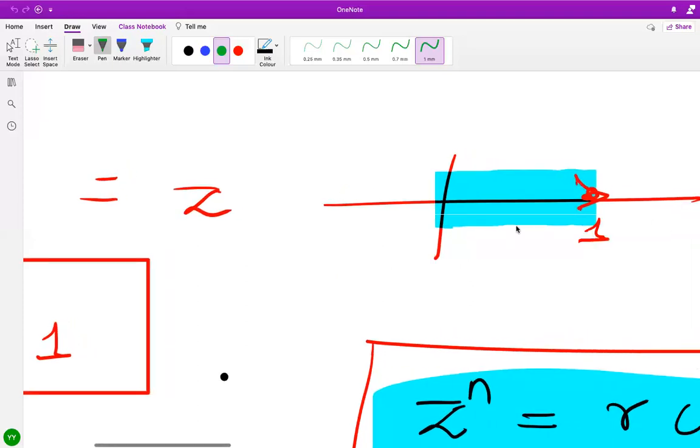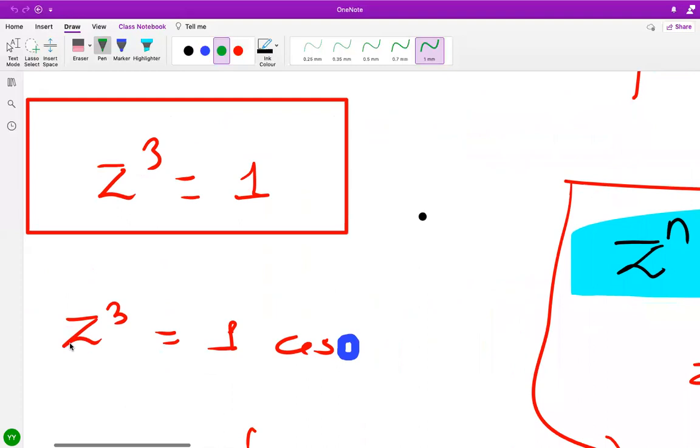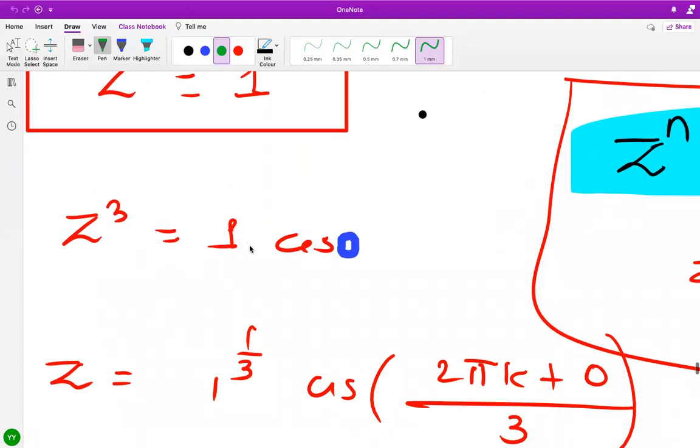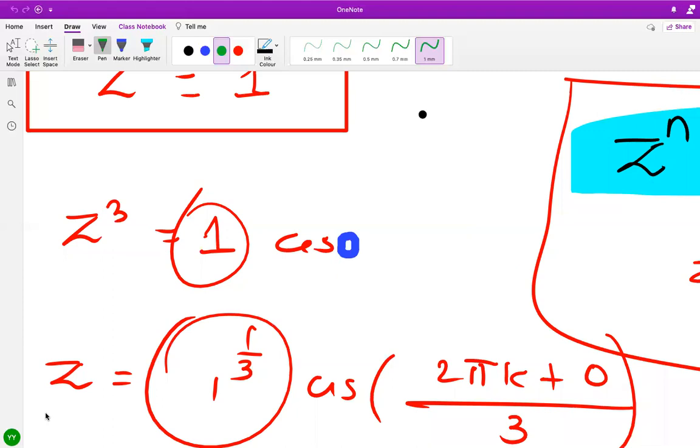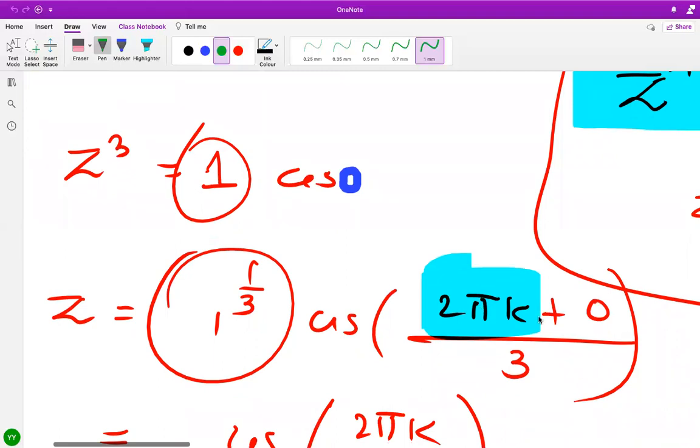So this is a simple observation about the complex number 1. I mean, 1 can be written as complex as well as real. So that's what I'm saying, 1 is a complex number that can be written as 1 cis 0. Now 1 cis 0, here 1 is your modulus and 0 is your argument. Now obviously I'm going to apply this formula. So z is going to become 1 to the power 1/3 and cis (2 pi k plus 0) over 3.